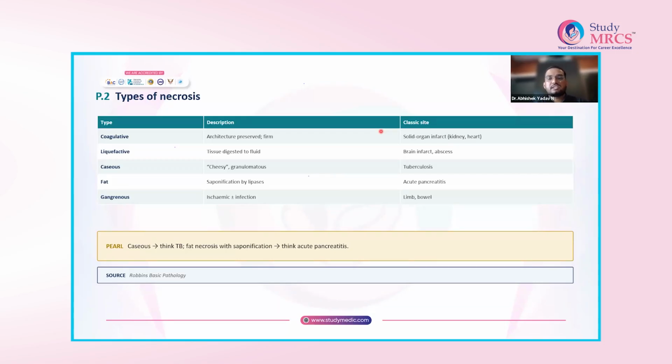In future slides, we're going to talk about the difference between dry and wet gangrene. So basically, if it's an ischemic necrosis, most of the time it ends up as gangrene. Okay, so that's how we identify it. There's also something called fibrinoid necrosis, one more type, which usually occurs in blood vessels. For example, in a patient with malignant hypertension, the blood vessel wall undergoes a necrosis called fibrinoid necrosis. That's another type of necrosis.